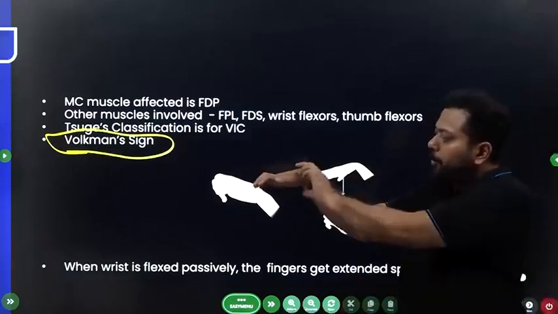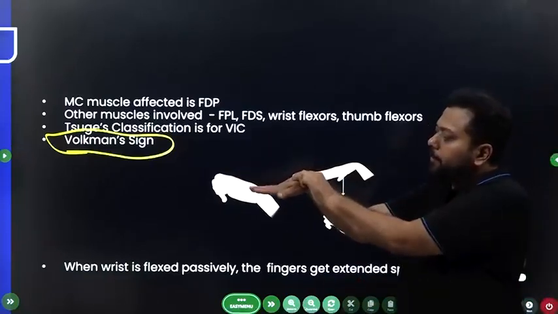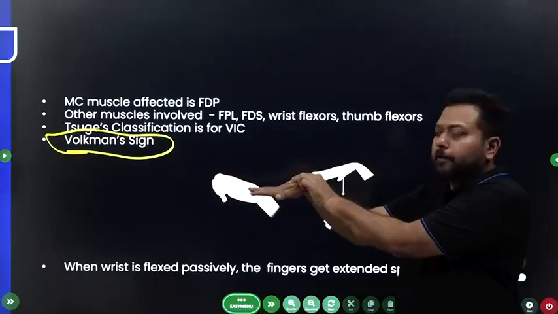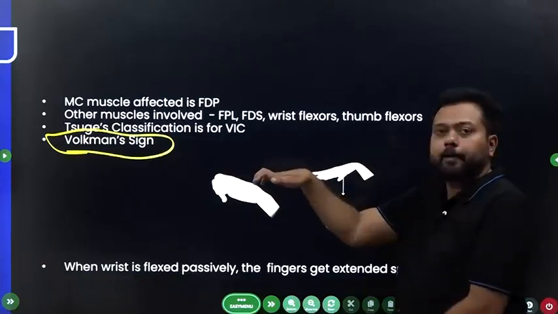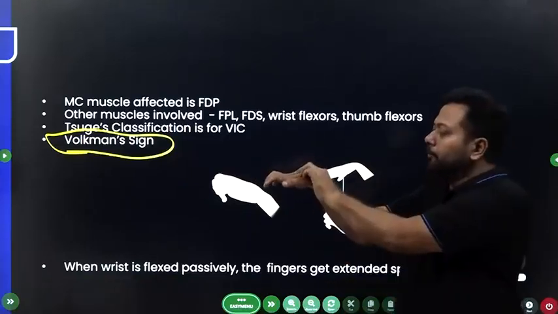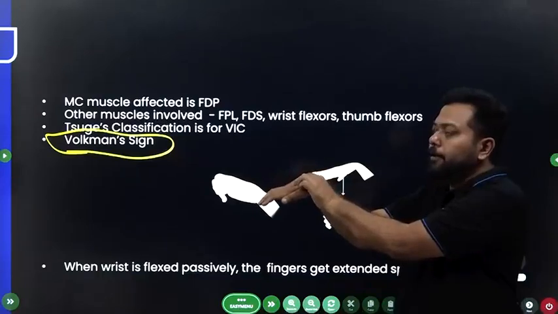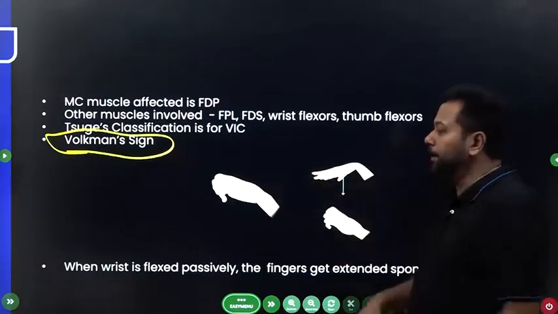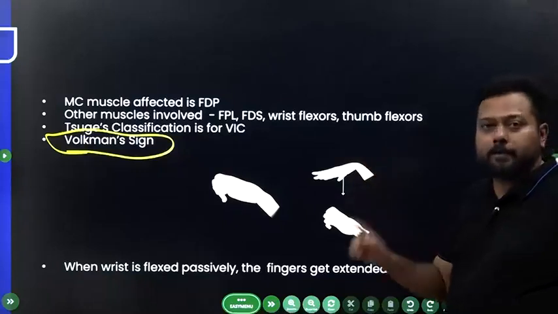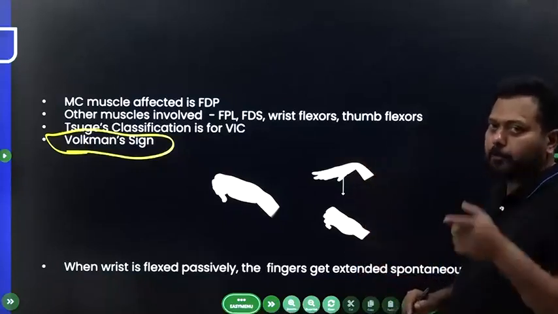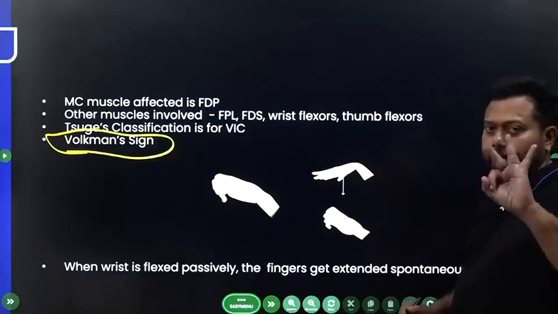Patient will come to you. When you flex the wrist passively, the fingers get extended automatically. When you leave it again, it will become like that. So, when you flex the wrist passively, the fingers get extended automatically. That is called Volkmann's sign. And Volkmann's sign is positive only in Sugé's type 3.